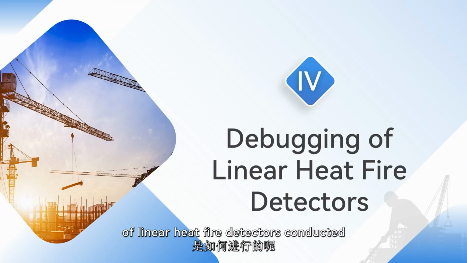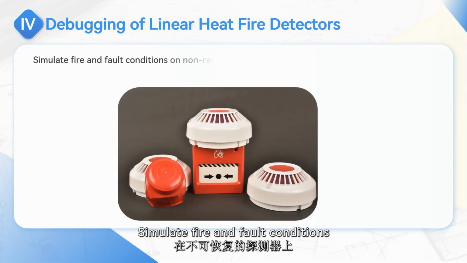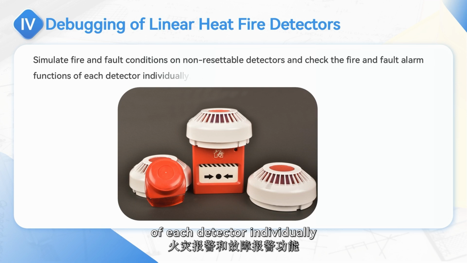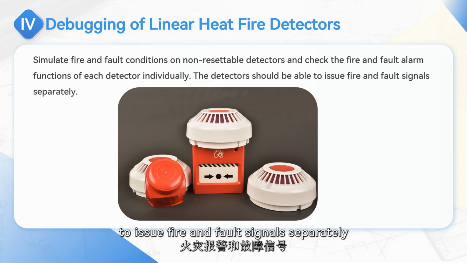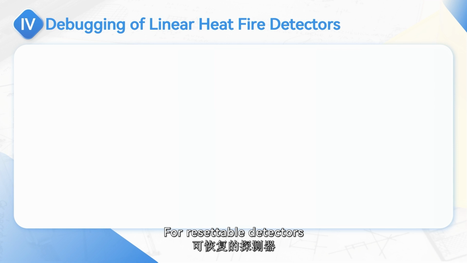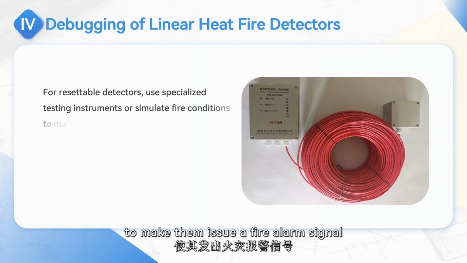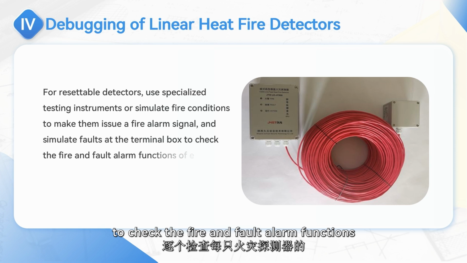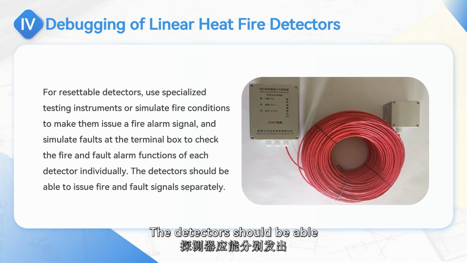How is the debugging of linear heat fire detectors conducted? Simulate fire and fault conditions on non-resettable detectors and check the fire and fault alarm functions of each detector individually. The detectors should be able to issue fire and fault signals separately. For resettable detectors, use specialized testing instruments or simulate fire conditions to make them issue a fire alarm signal, and simulate faults at the terminal box to check the fire and fault alarm functions of each detector individually. The detectors should be able to issue fire and fault signals separately.